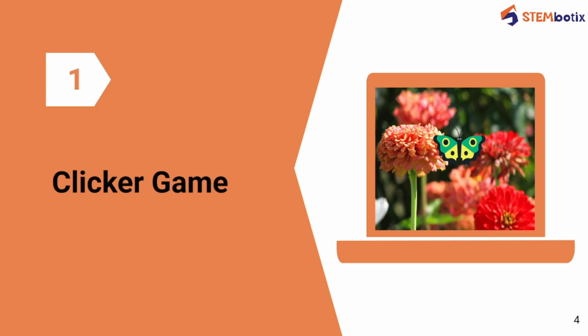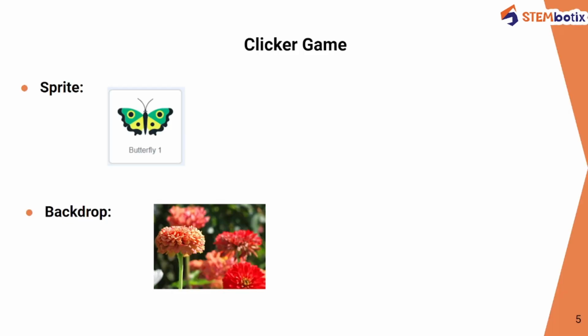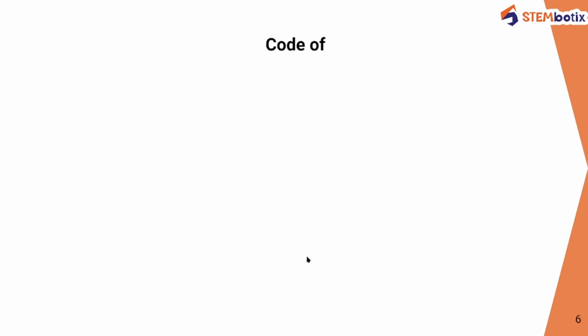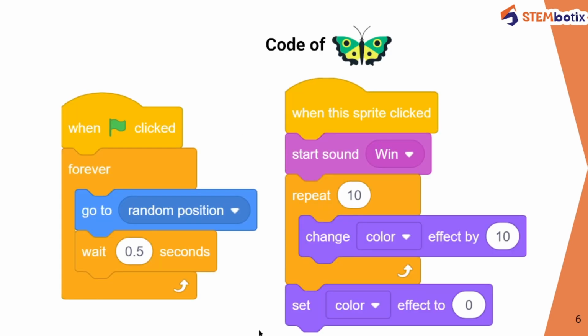Our first one is the clicker game. In this game, we have used a sprite named Butterfly, and we have used this particular backdrop. This is the coding for your sprite, and we will see the step-by-step process of coding in Blockzie.